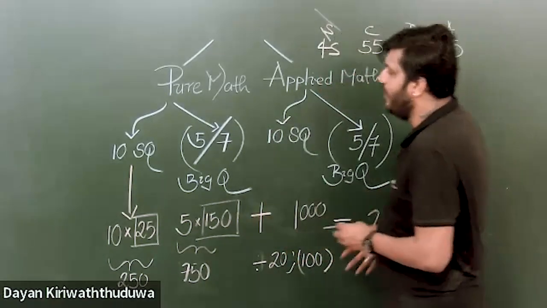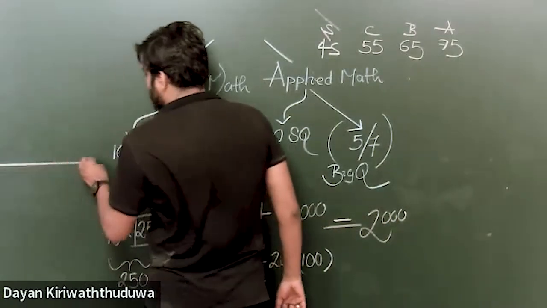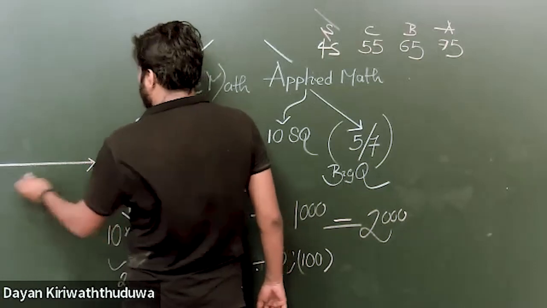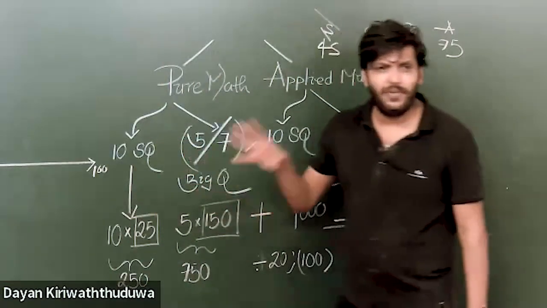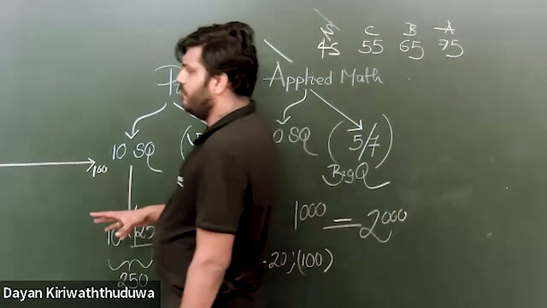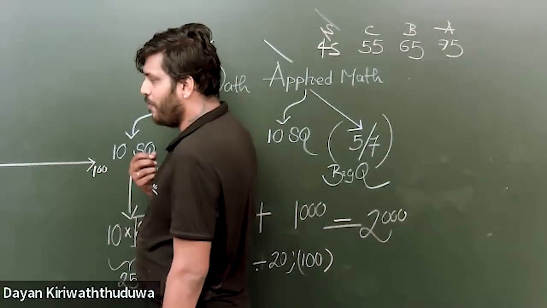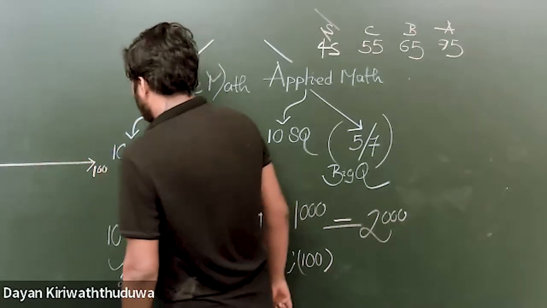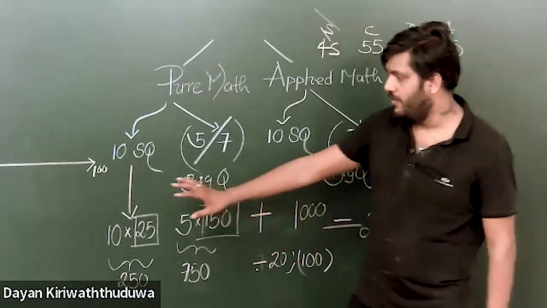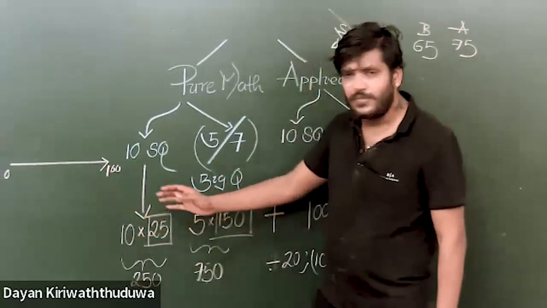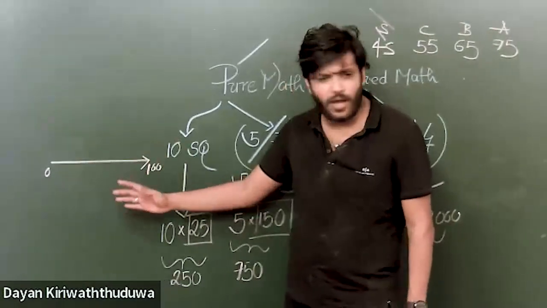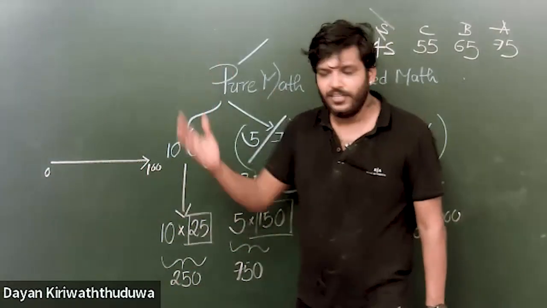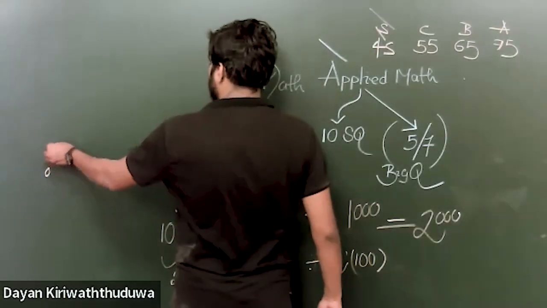If you draw a curve like this, and this is 100 marks and this is 0, if the paper is very difficult, the number of people getting low marks is higher, right? So it would look like this.